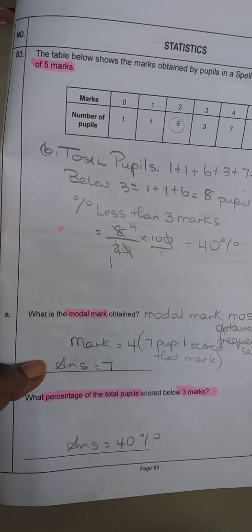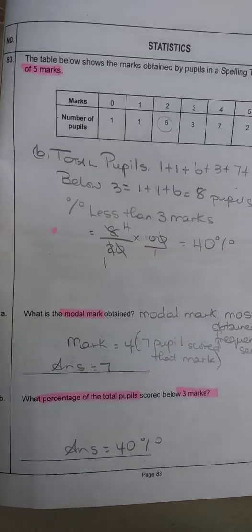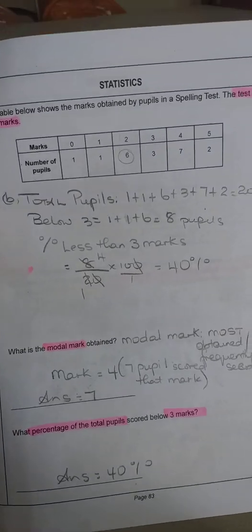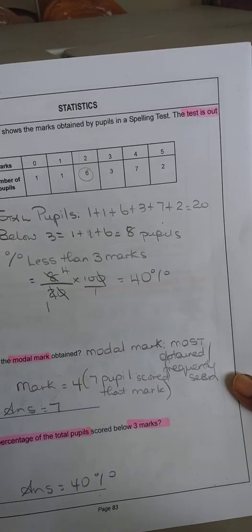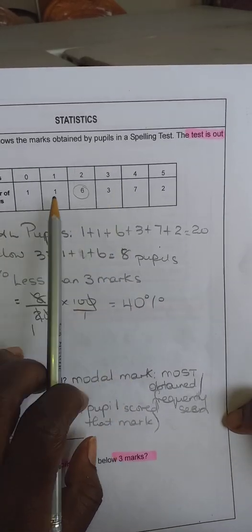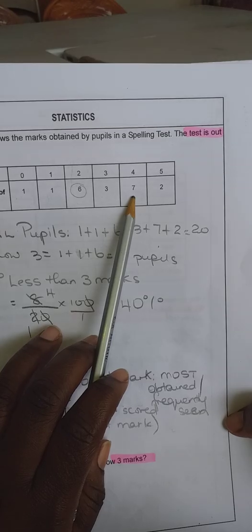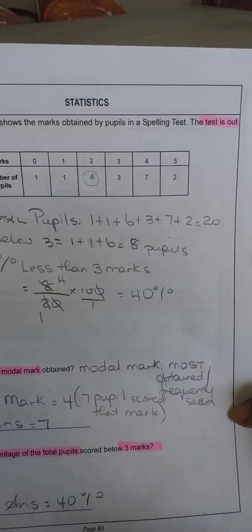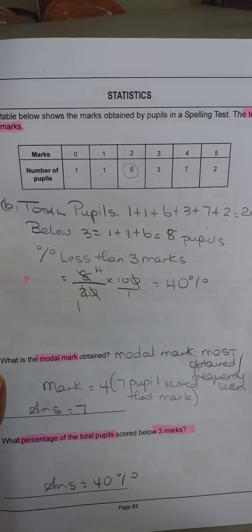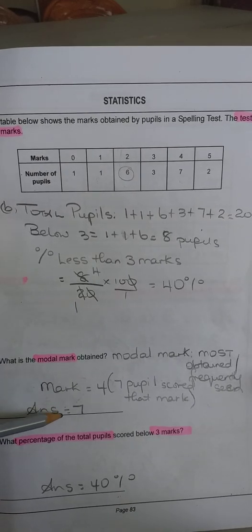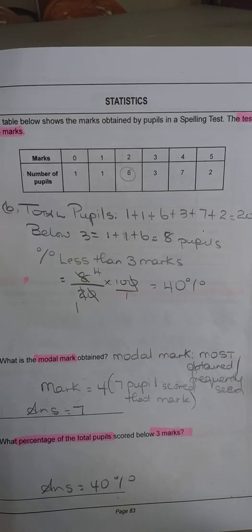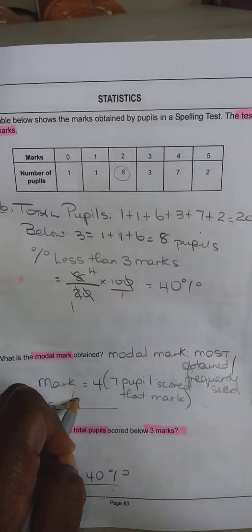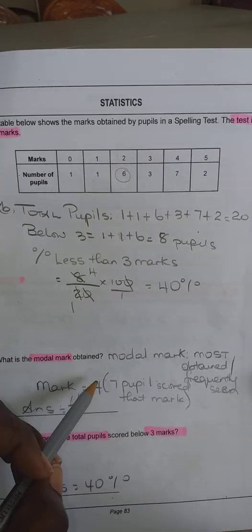So the first part of the question wanted to determine what was the modal mark obtained. So the modal mark will be the most frequently obtained mark. So if you look, 7 students got a mark of 4, right? Our modal mark is 4, because 7 people scored that mark, right?